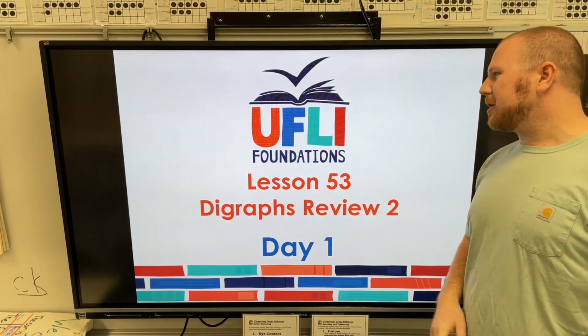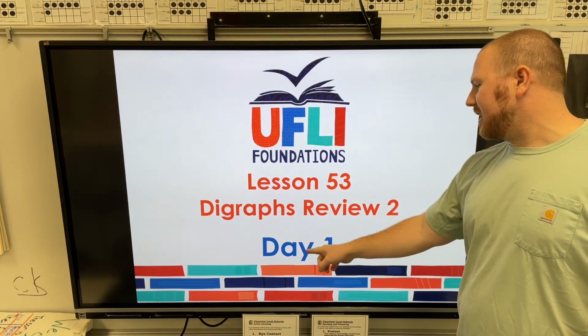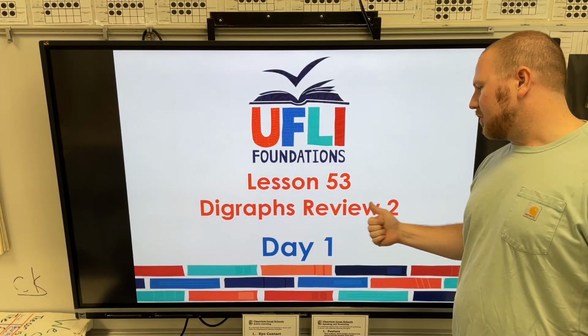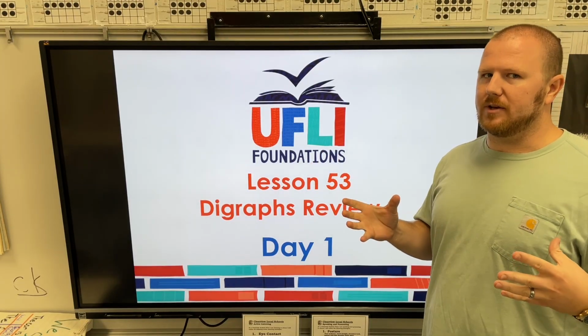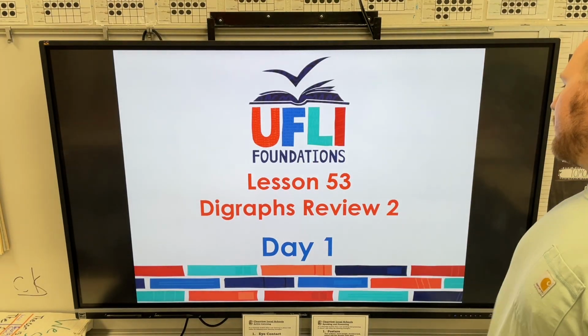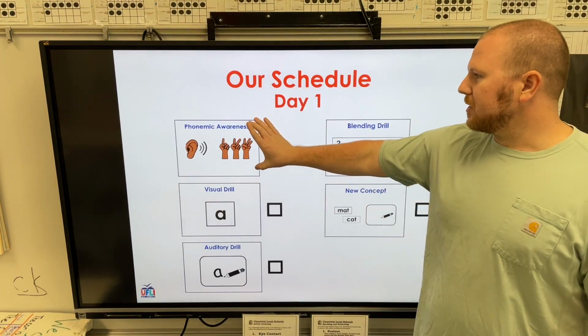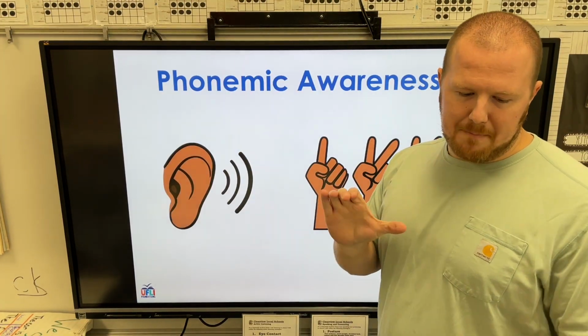And we're going to be doing UFLI lesson 53, day 1, where we are doing digraphs review number 2. So this is going to have all the digraphs in it this time. So let's take a look at our schedule. First we're going to start out with the phonemic awareness section. So we're going to start by blending.